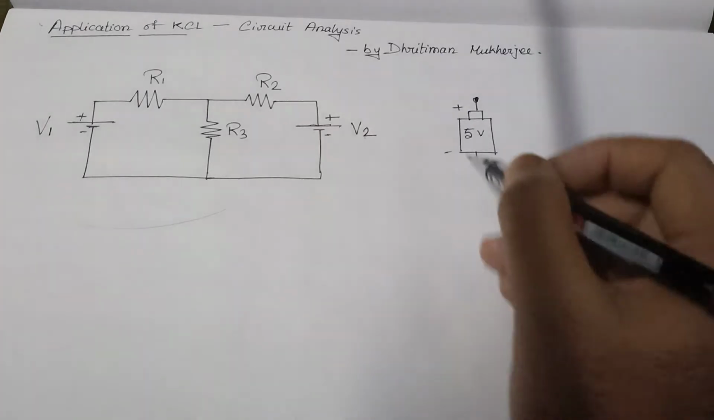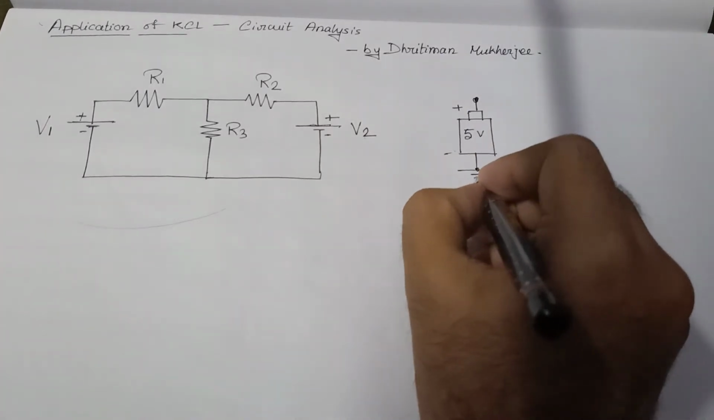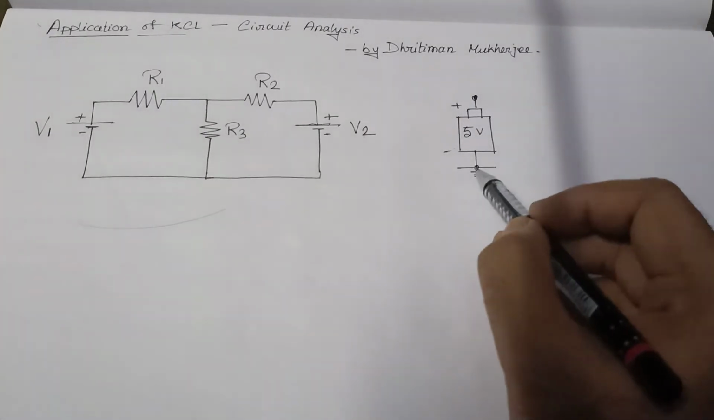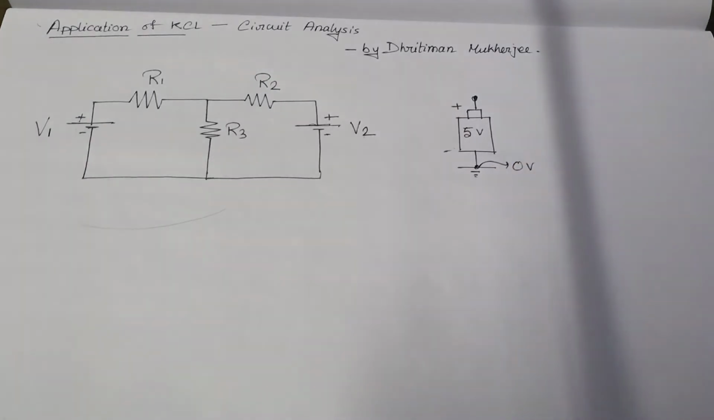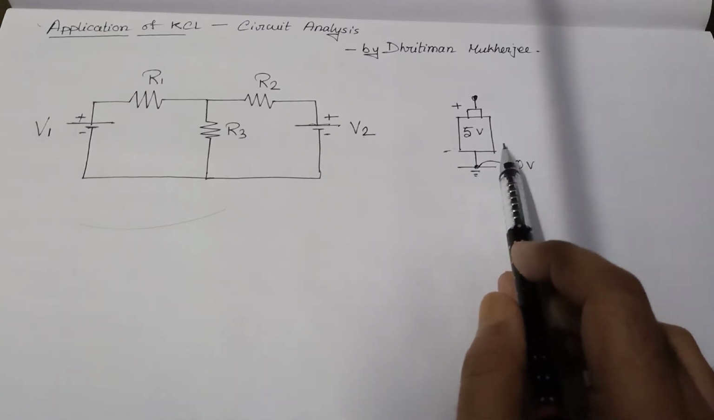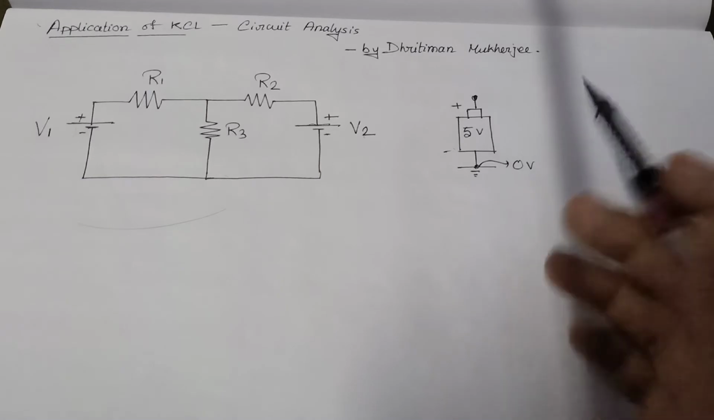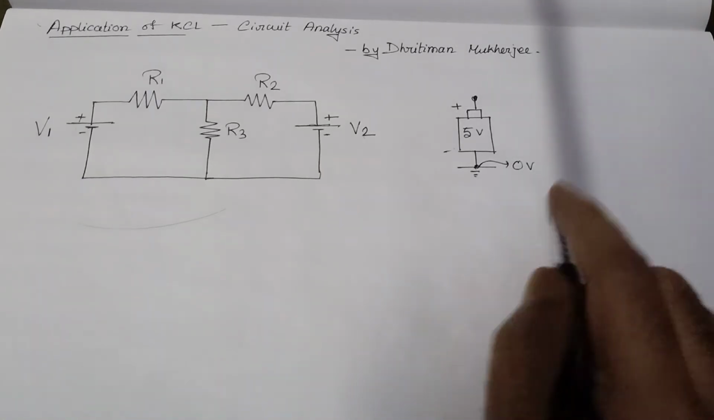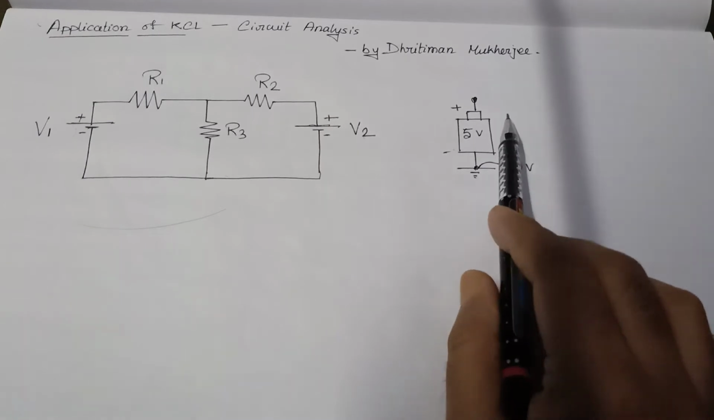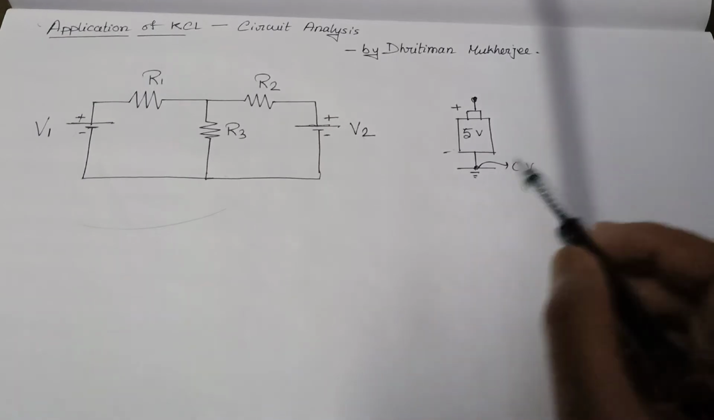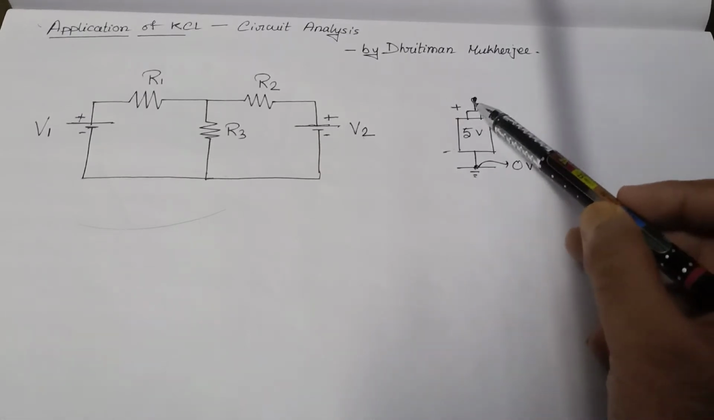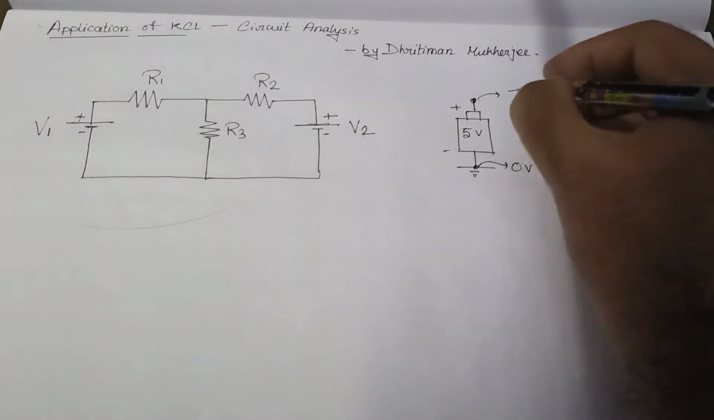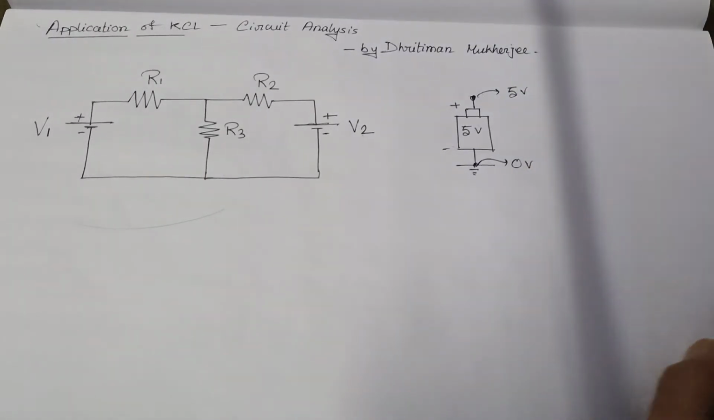Now if you have grounded this terminal, what do you mean by grounded? Grounded means the potential of this point is 0 volt. In this case, the battery will work as an elevator or lift, which will lift you up to the 5th floor. You are on the ground floor and the elevator will elevate you up to the 5th floor, which means if the potential of this point is 0 volt and you are using a 5 volt battery, then this terminal will be at potential 5 volt.